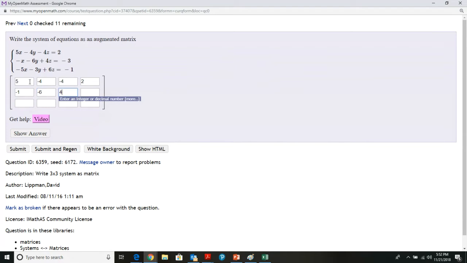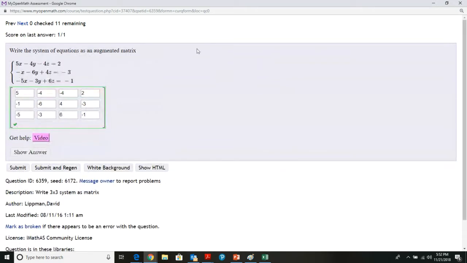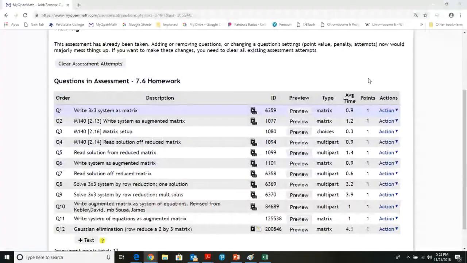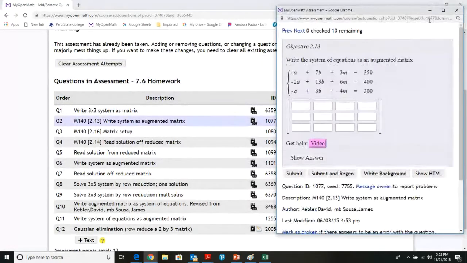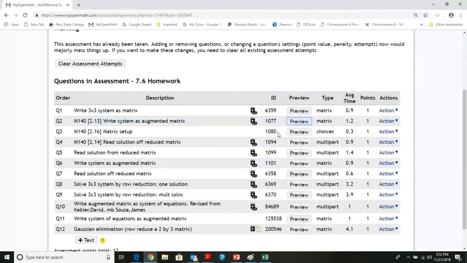If one of them is missing, so let's say this last equation here didn't have a y, we would just put a 0 there instead. That would be the coefficient. So you're just transferring your system of equations into a matrix. So same question.